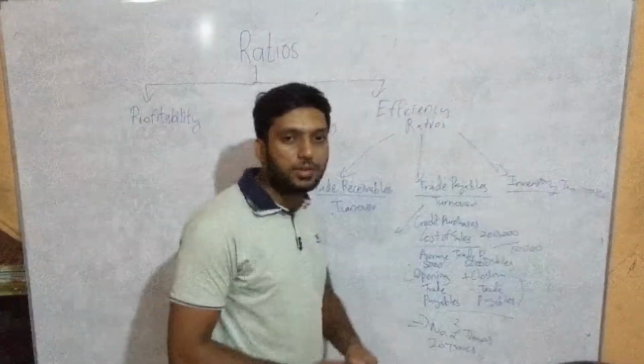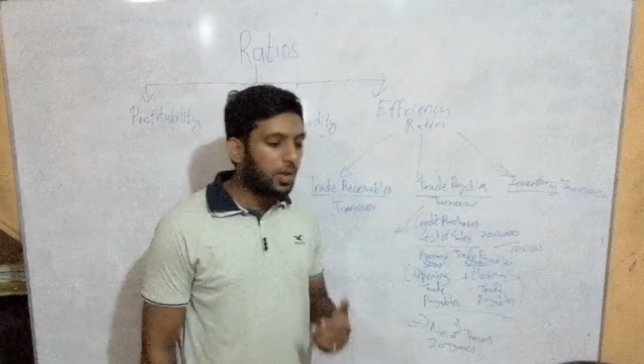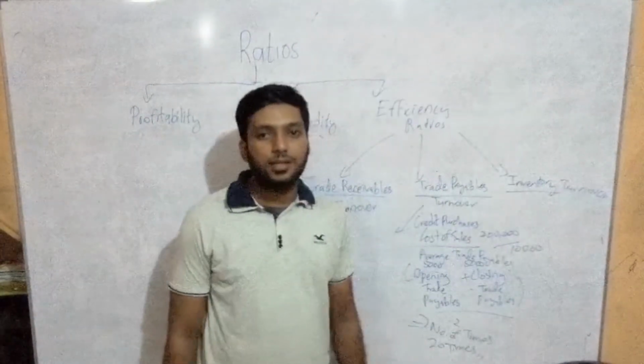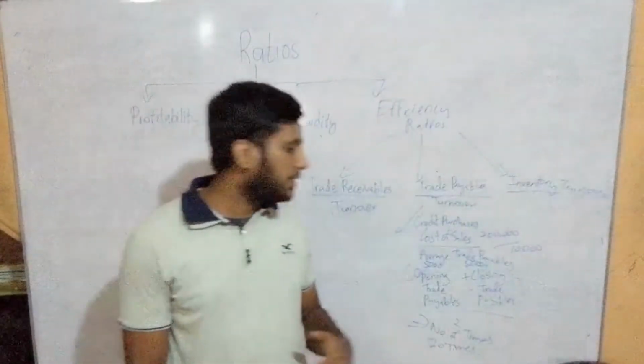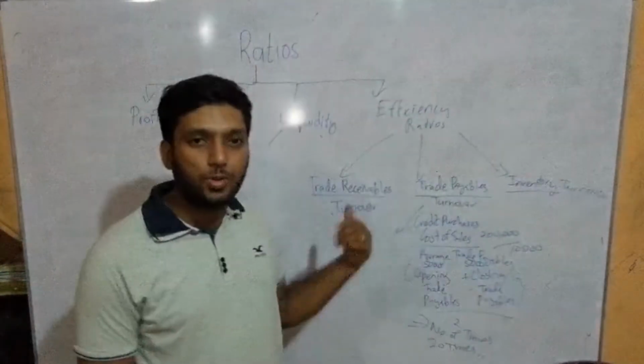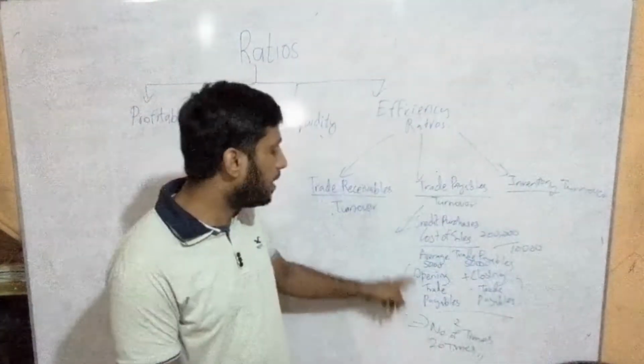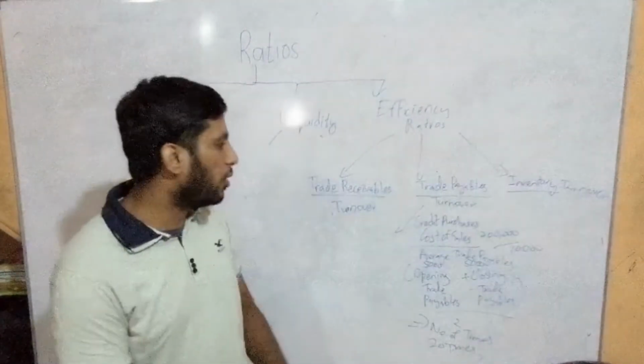Why do you calculate trade payables turnover? Easy. To see how fast you are paying the credit supplier. To know how much time it takes to pay the credit supplier, we see the number of days, and how many times you pay the credit supplier is seen through this formula. So I hope you got that.